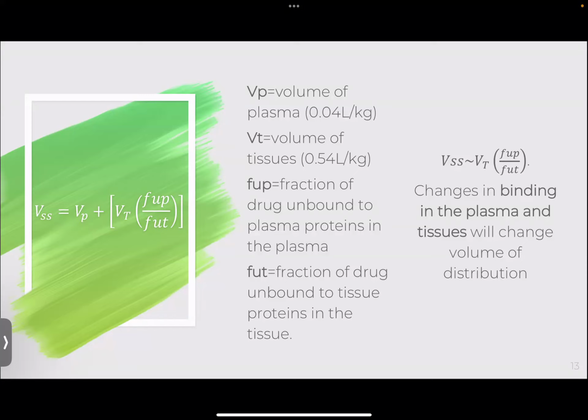If the drug is more highly bound in that big tissue compartment, that means it's stuck there, because if it's bound to a protein, it can't move, right? That's a relatively large volume of distribution. If it's more highly bound in the plasma, in the little compartment, then it's going to have a relatively small volume of distribution, because again, it can't move into that bigger compartment. Does that make sense to everybody?